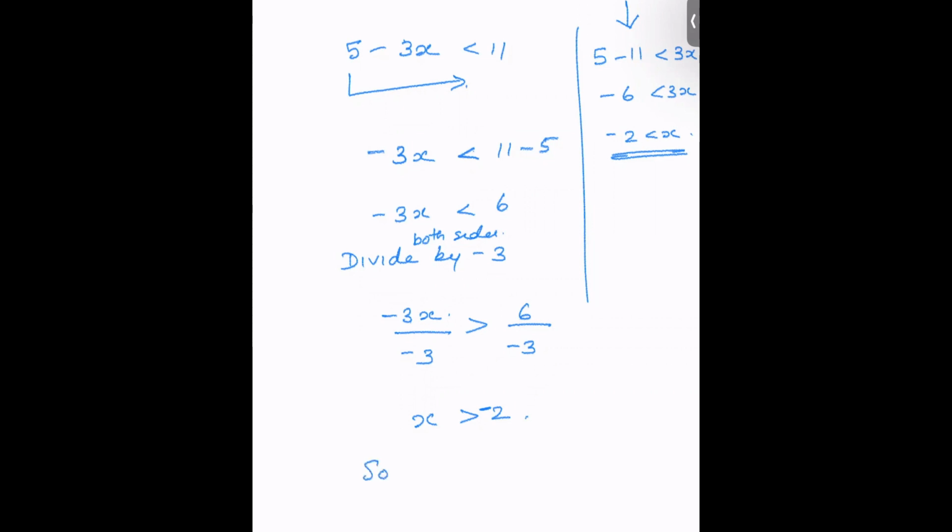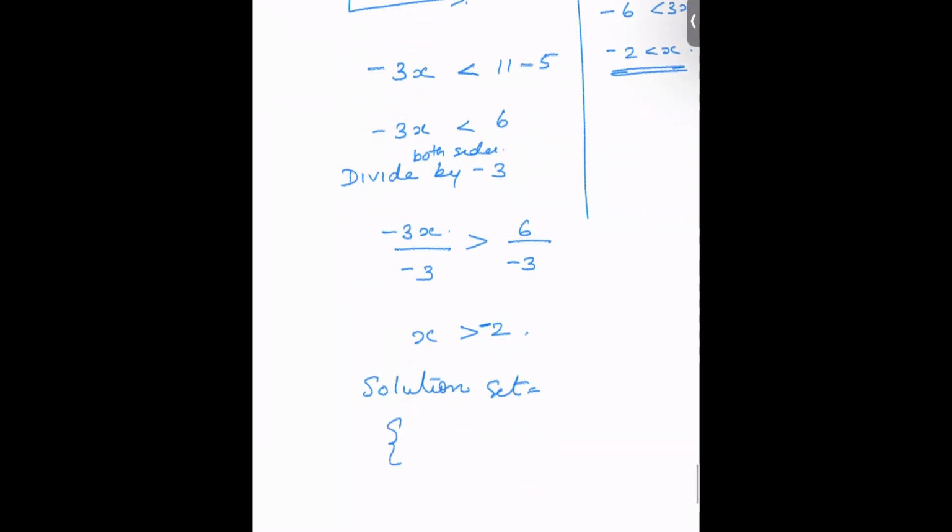What is going to be my solution set then? My solution set, I will write it in the set builder form: x such that x is greater than negative 2. This colon is read as "such that". X such that x is greater than negative 2 and x is an element of real numbers. So this is how you write.